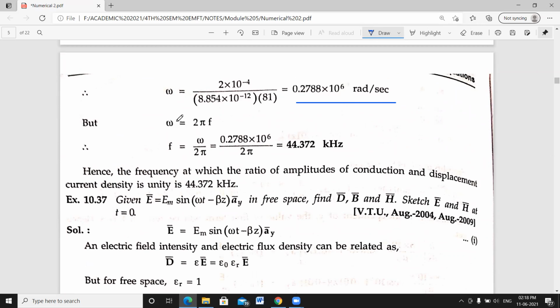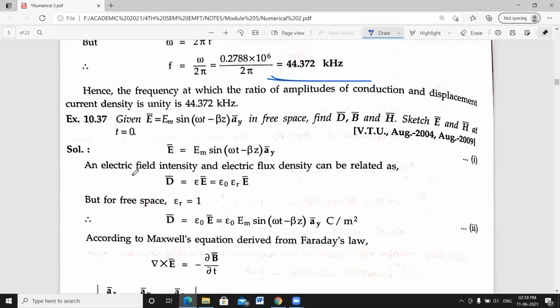Then you know that omega is 2 pi f. From here we can calculate the frequency. Frequency is omega by 2 pi. Substitute for omega and 2 pi, then you will be getting 44.372 kilohertz. This is the frequency at which the ratio of amplitudes of conduction and displacement current is unity. This is one problem.